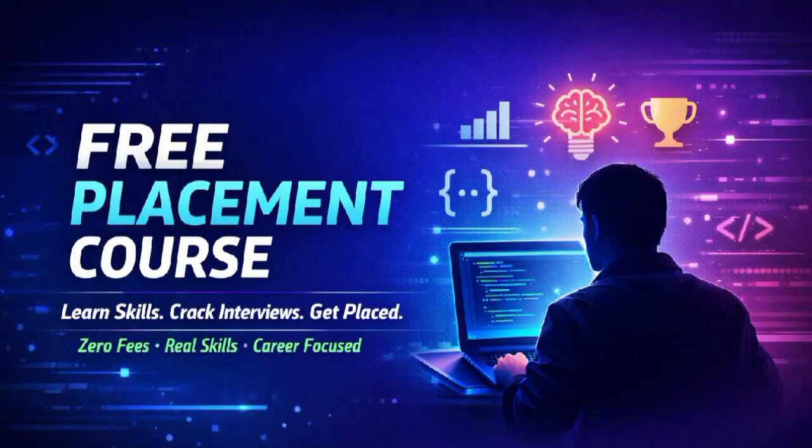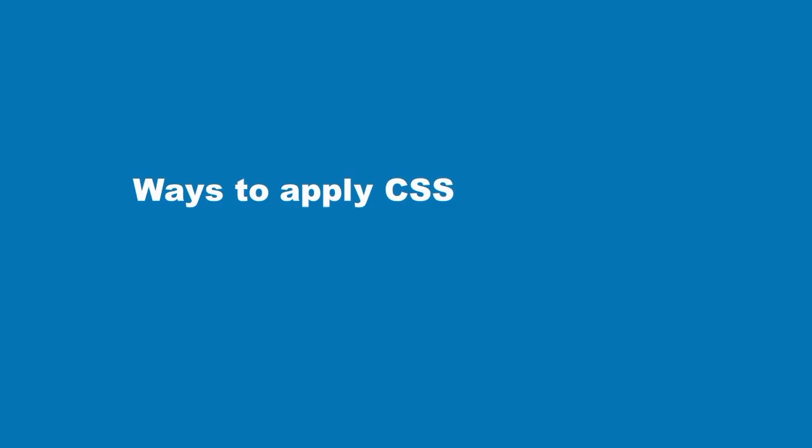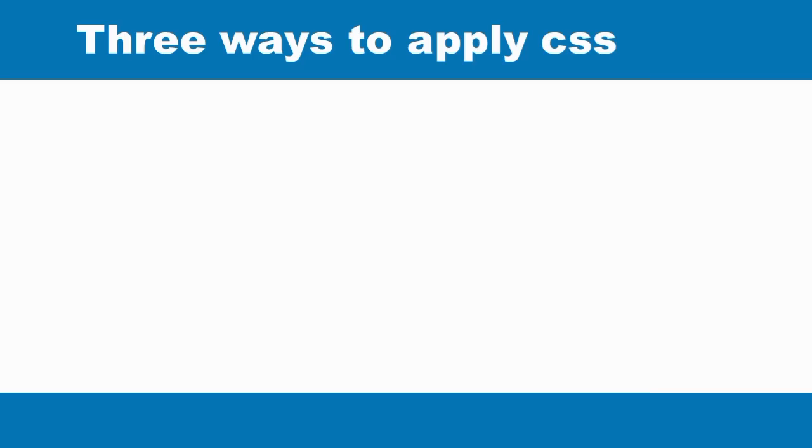Hello and welcome. In this video, I will show you the various ways you can apply CSS to an HTML document. There are three main ways you can apply CSS to an HTML document. You can apply CSS externally, you can apply CSS internally, and also apply CSS inline. I'm going to illustrate with a basic example of how you apply CSS using these three methods.